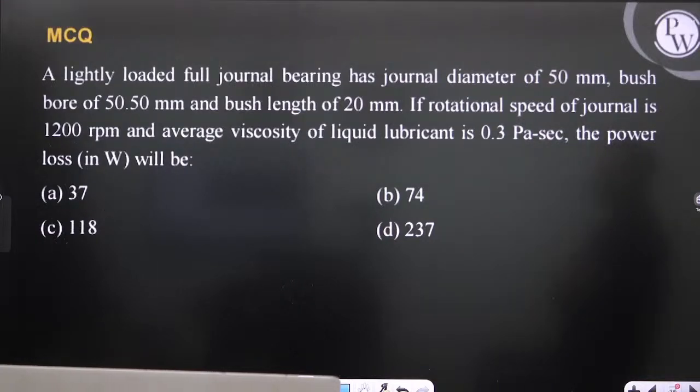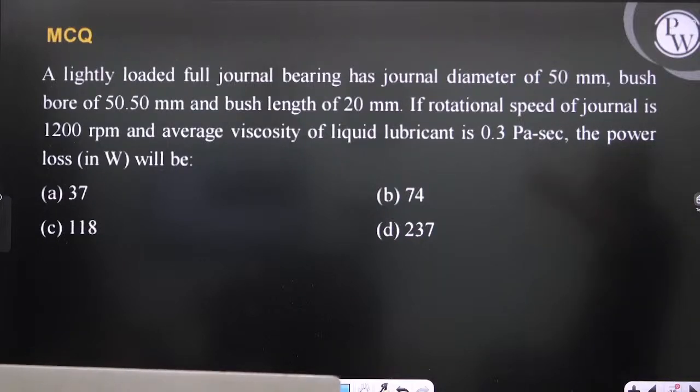Again, this is an MCQ problem. There is a light loaded full journal bearing. It has journal diameter 50 millimeter, bush bore of 50.50 millimeter, and bush length of 20 millimeter. If rotational speed of the journal is 1200 RPM and average viscosity of the liquid lubricant is 0.3 Pascal second, the power loss will be.